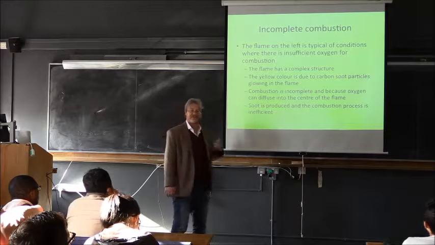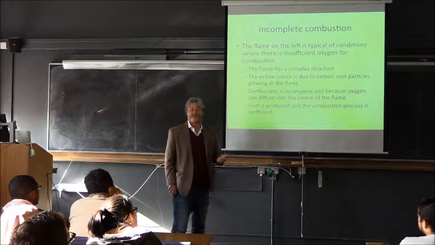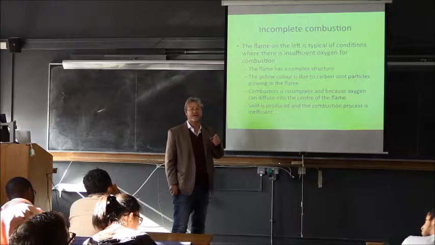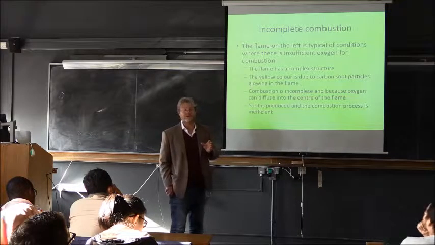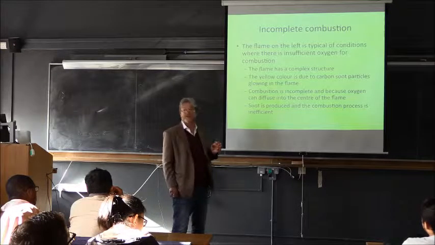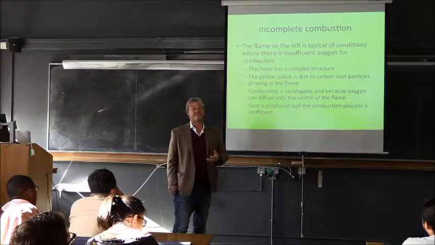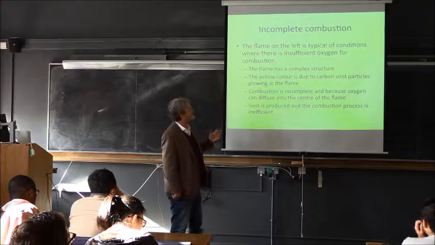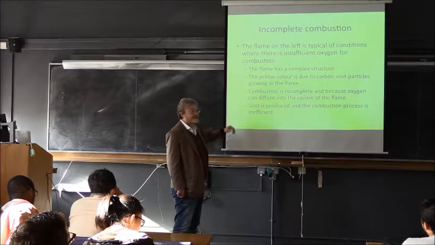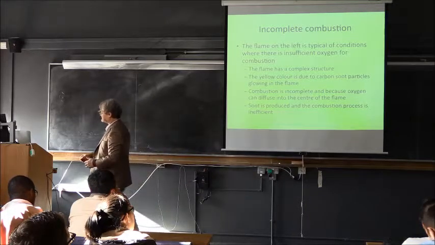Incomplete combustion, flame on the left, typical, very complex flame structure. We've got uncombusted gas in the middle, partially combusted gas in the corona, where we've got a correct ratio of oxygen to fuel, so we're getting complete combustion. The flame is also unstable, so it's very difficult to apply any modeling to this kind of flame unless you've got very well-defined boundary conditions. Combustion is incomplete, and of course we're getting particulates emitted from this.